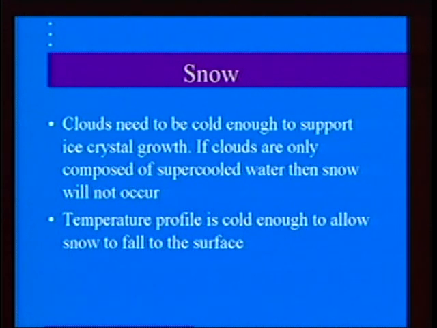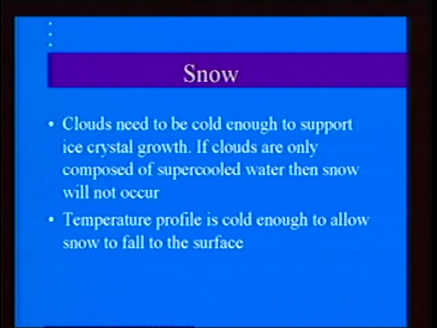We'll go through different types of winter precipitation, and we're going to start off with snow. Clouds need to be cold enough to support ice crystal growth. So you need to have minus 10 degrees Celsius or colder temperatures and lifting within that layer of saturated air. If the clouds are only composed of supercooled water, then snow will not occur. And for snow to reach the surface, there needs to be a temperature profile cold enough to allow that snow to fall all the way to the surface without melting or being changed into sleet.